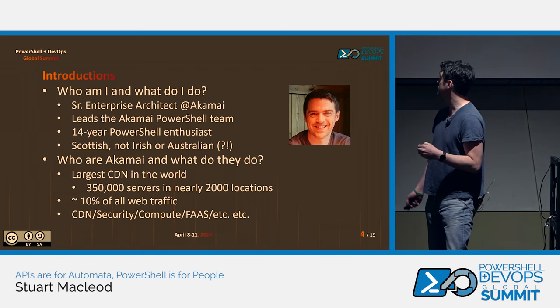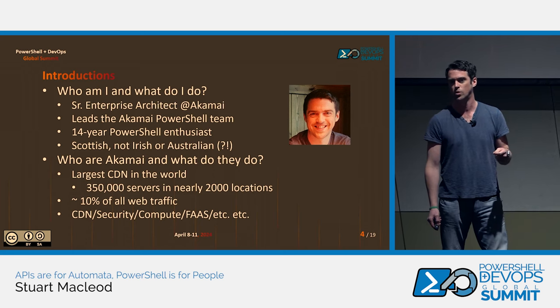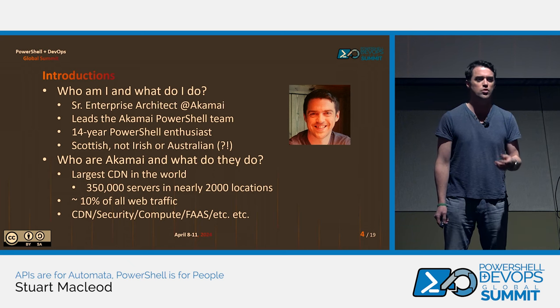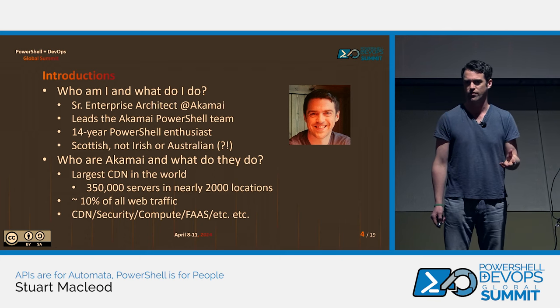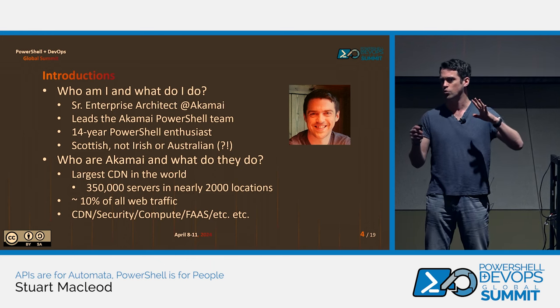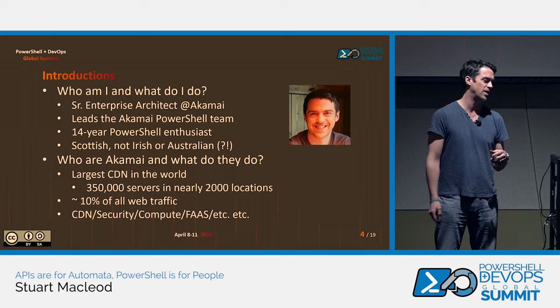Who are Akamai Technologies and what do they do? Akamai are the largest content delivery network in the world. You're probably using Akamai today, you probably use an Akamai service, you just won't know. We're not particularly well known outside of the industry, but we do an enormous amount of web traffic. We do a lot of media streaming. We're now a big security platform. We do compute. We recently purchased Linode and we've integrated that into the platform.